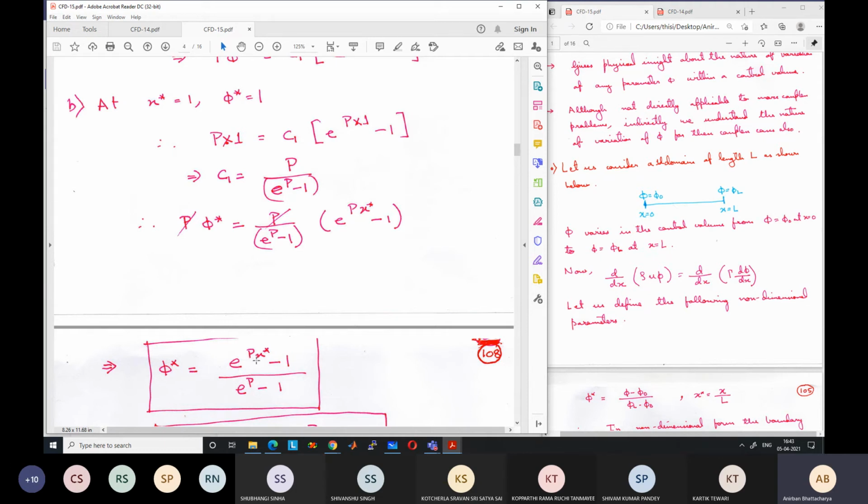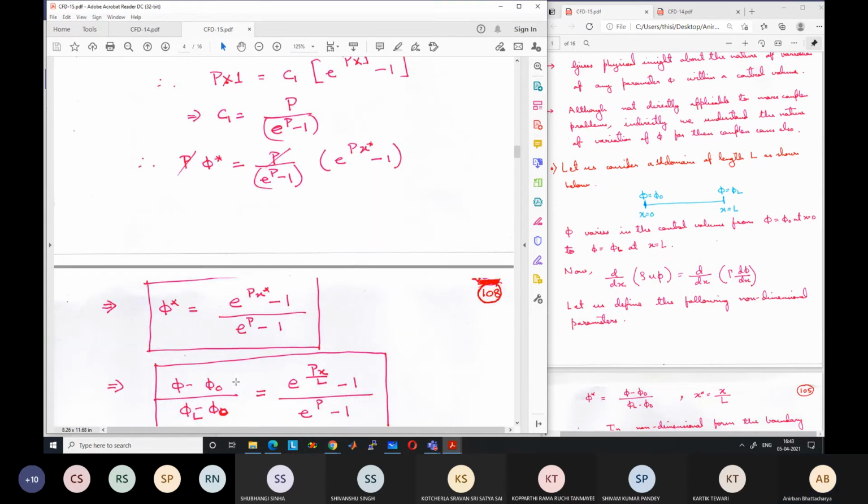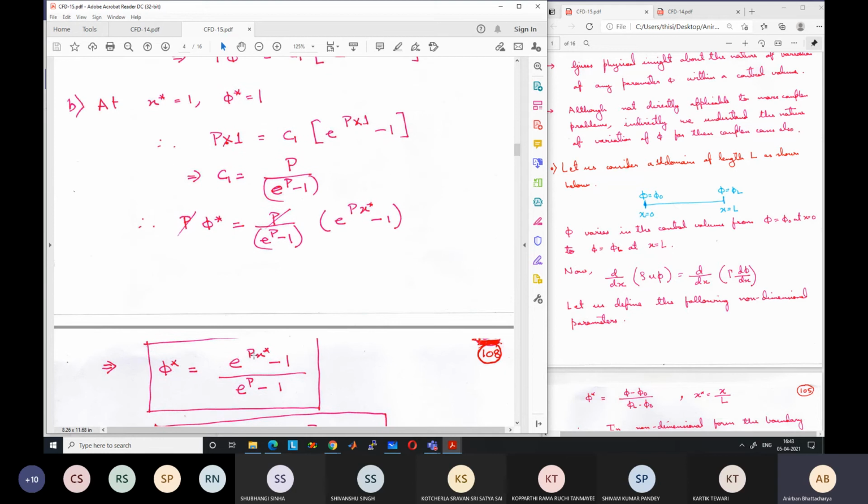Okay, phi star is equal to e to the power Px star minus 1 by e to the power P minus 1. Look at the boundary conditions. If x star is equal to 0, this becomes e to the power 0, which is 1. So 1 minus 1, 0. So phi star becomes equal to 0. So our boundary condition is satisfied. If x star is equal to 1, this becomes e to the power P into 1. So e to the power P minus 1 by e to the power P minus 1, which becomes equal to 1. So phi star becomes equal to 1. So at x star equal to 1, phi star equal to 1. So our second boundary condition is also satisfied. Okay.